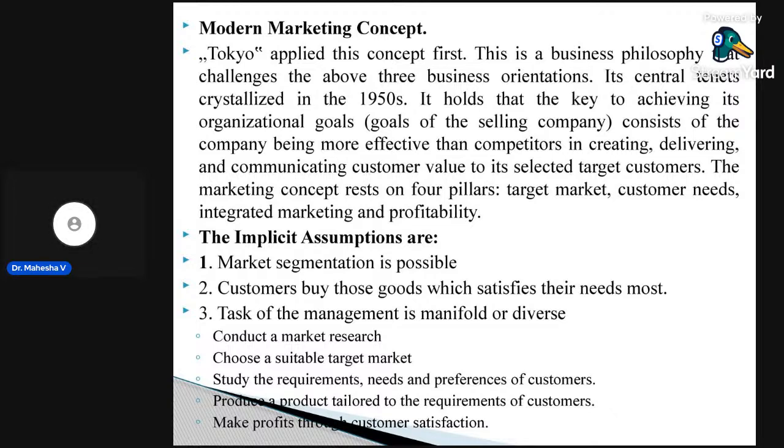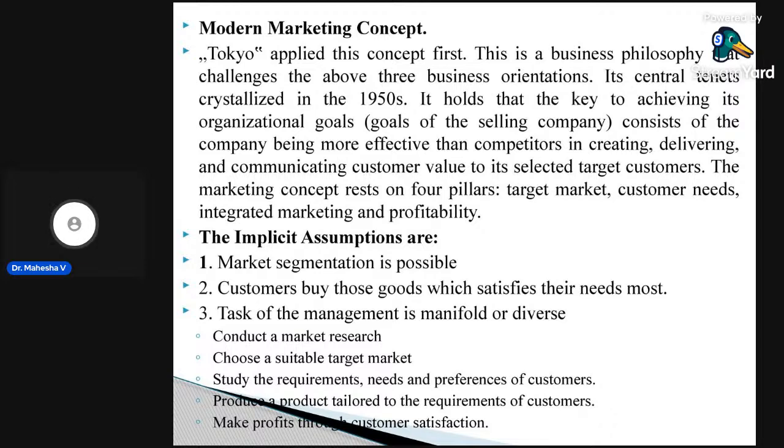And we have integrated marketing, where how best you can integrate each one of the components. It might be for the pieces of marketing, or it might be for other aspects of your marketing, how best you can integrate it. And we have profitability. If you succeed in identifying the target market, satisfying the customer needs, and better integration of your marketing mixes, then your profitability will normally follow. You don't need to put in much effort to get the profitability.